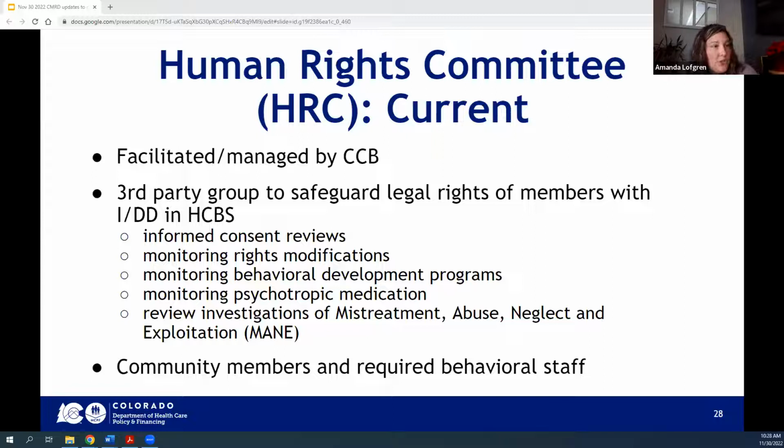And so for the future state with case management redesign, I want to be really clear. We are not expanding the HRC to all waivers. It will continue to be for individuals receiving the IDD waivers, but HRCs will move from the community center boards to case management agencies. The composition of the committee will be similar, and the department will use the rule process to clarify roles and responsibilities for the committee, to make sure that the dignity of risk for members is respected and that HRC committee members understand the role and how to safeguard their rights while also allowing that risk.